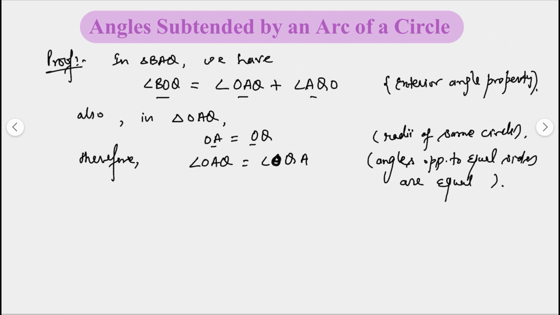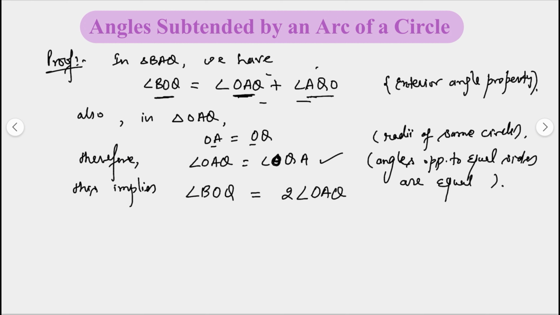In which one pair of opposite sides is equal. So what we have here is this angle BOQ is equal to the sum of angle OAQ and AQO, and we have proved that these two angles are equal. So this implies that we can write this angle BOQ as twice of angle OAQ. Since these two angles are equal, we can write this as twice of angle OAQ. Let's name it equation number 1.